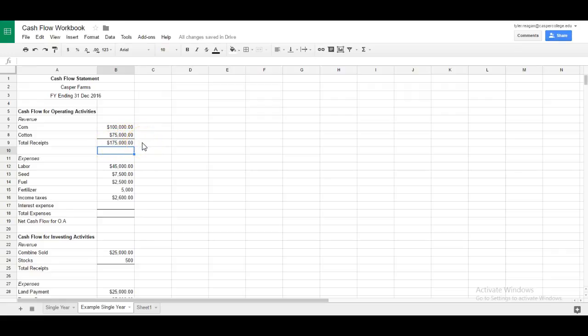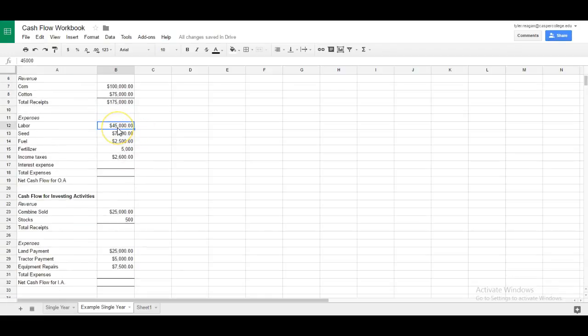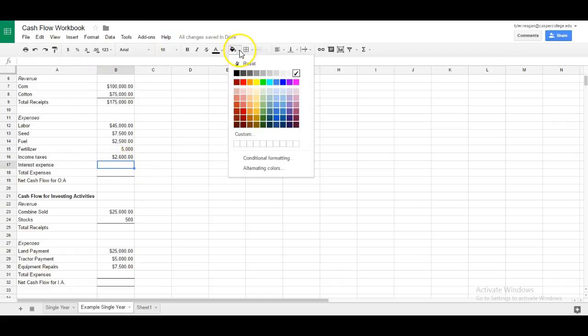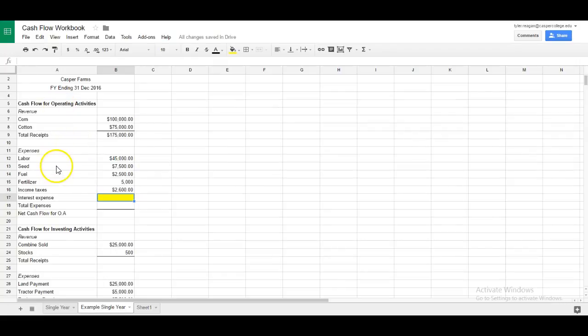Well, how much did it cost you in operating activities? What did it cost you to make that stuff? Say you have one person working for you and you pay him $45,000 a year. That's your labor. How much did seed cost? Fuel cost, fertilizer, income tax, interest expense. Well, here I left interest expense blank. And we're actually going to come up here and highlight this, and the reason I'm highlighting it is because I want to come back to it later. But these are all the expenses that go into actually the operation of the place.